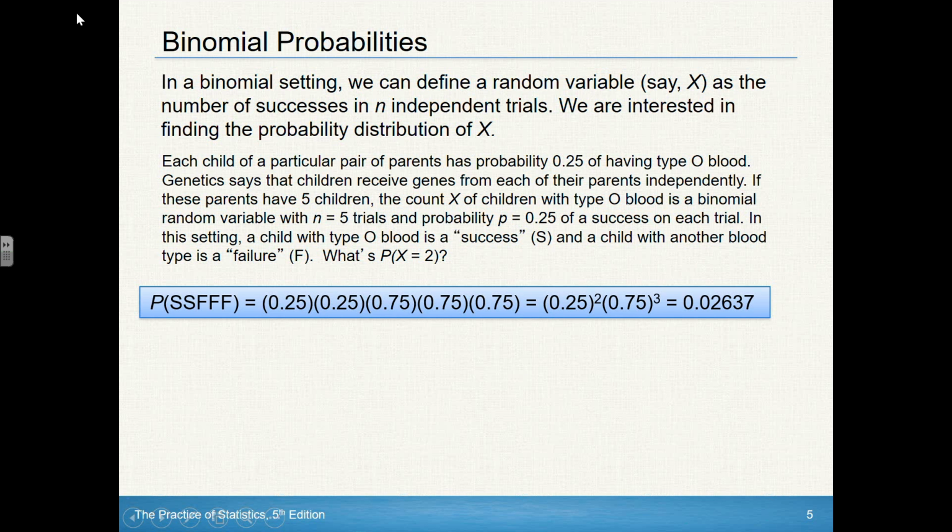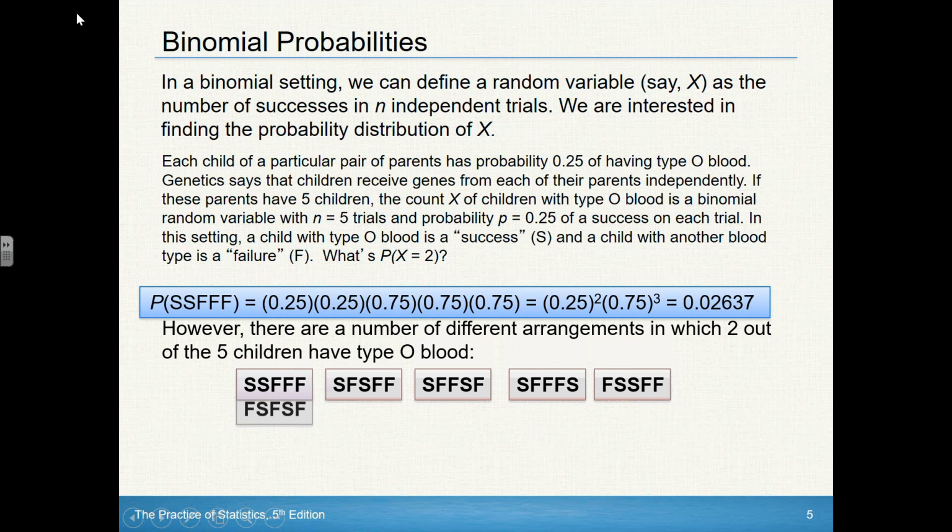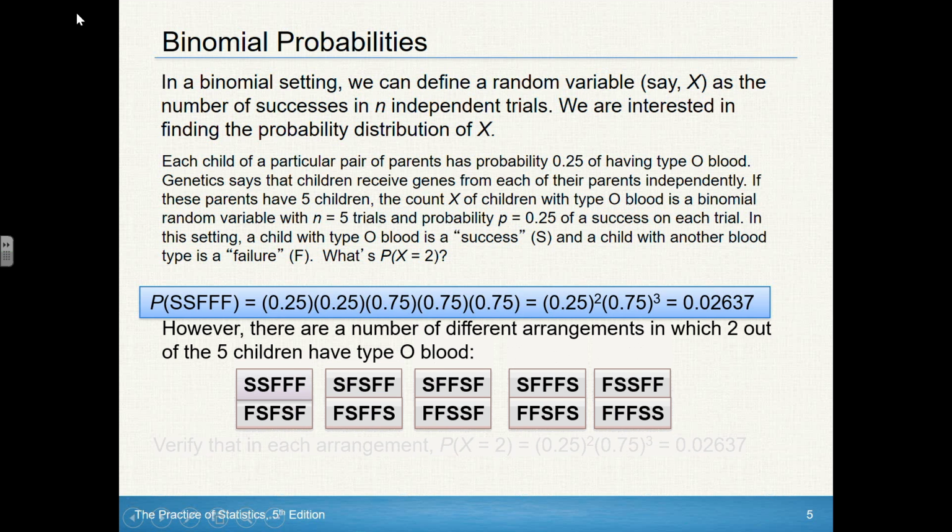Well, that's great, except we need to understand that there are other ways that we could organize these successes. What if instead of the oldest 2 or the youngest 2, or the oldest and the youngest, or 2 in the middle? We need to think about all possible ways that we could arrange these successes. As we see right here, those 2 successes can be organized 10 different ways. And each one of them has a probability of about 2.5%.